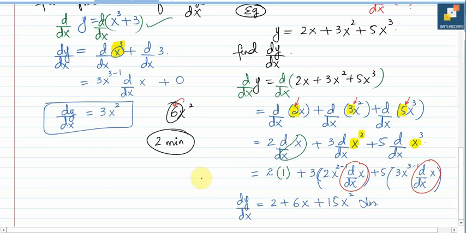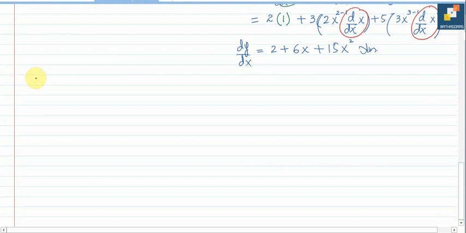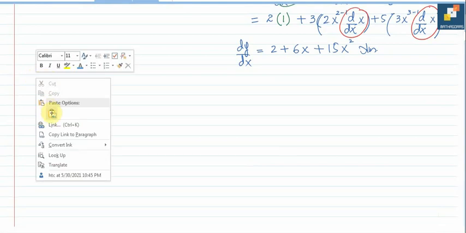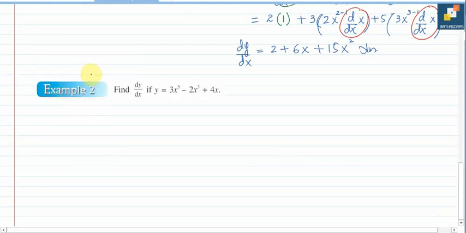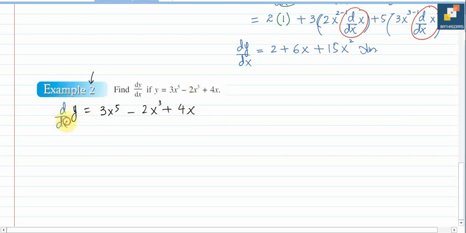Alright, so I hope that all of you have done all the work in your lecture copy. And now we are moving towards the book example. I'm not talking about the exercise question now. I'm talking about the book example. That is your example number 2, exercise 5.1. It says find dy by dx if y equals 3x^5 minus 2x cube plus 4x. Alright, again the same strategy, we need to apply d by dx on both sides.